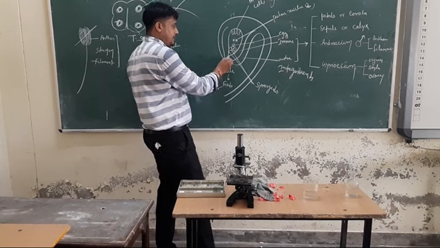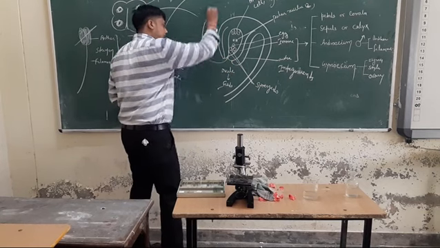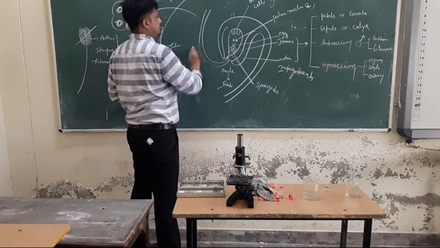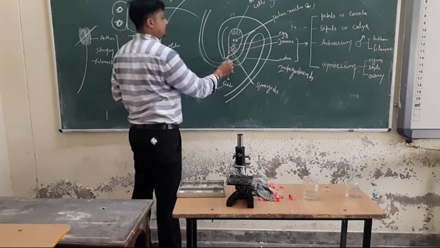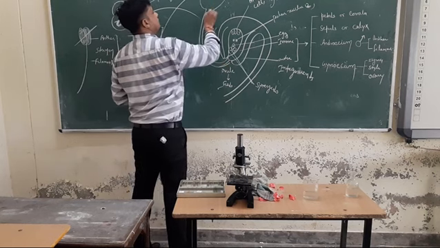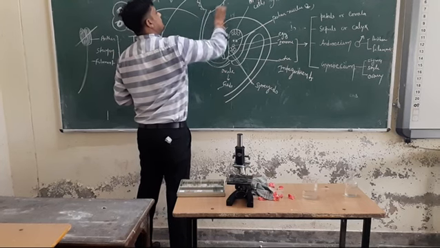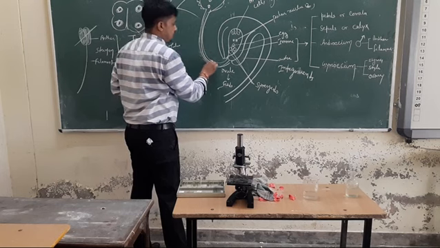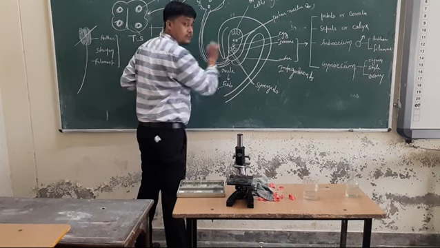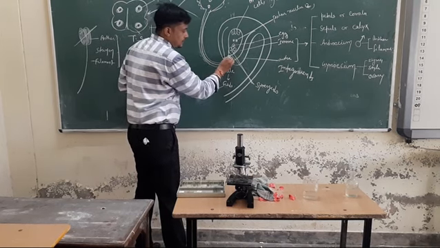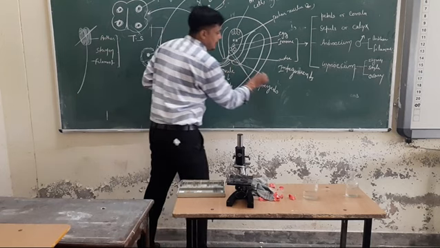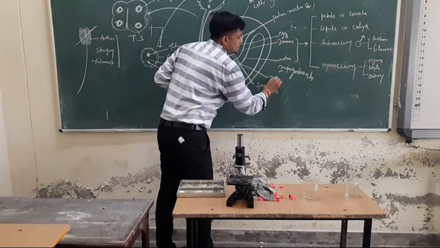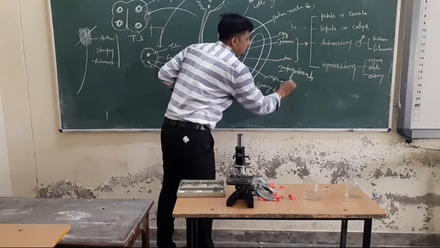From this region, the pollen tube will enter inside. Suppose this is the pollen tube, and that is the pollen grain. The pollen grain generates male gametes that go to this region and fertilize the egg. This is the pollen tube. The area where the pollen tube enters is called the micropylar region.